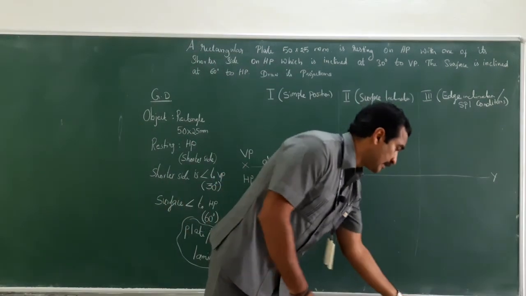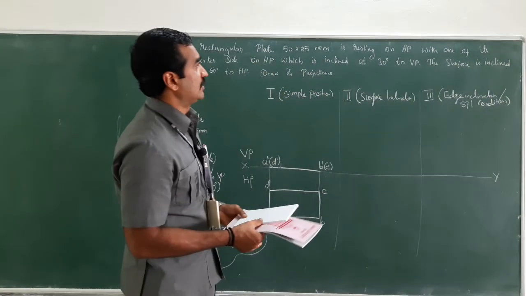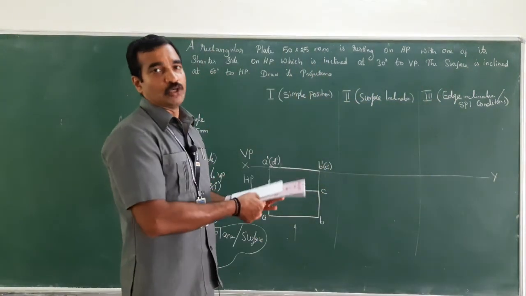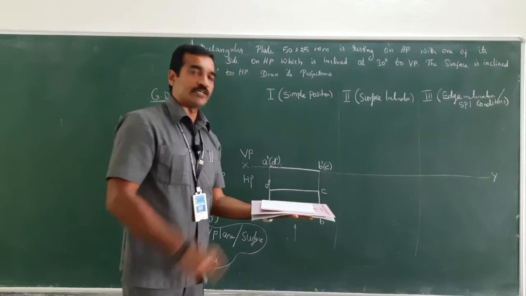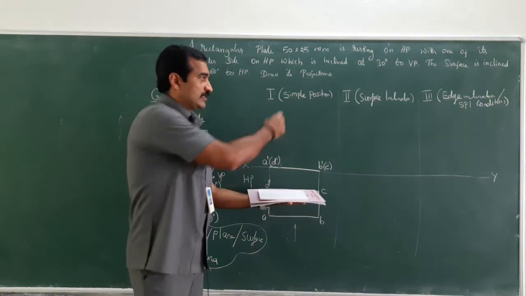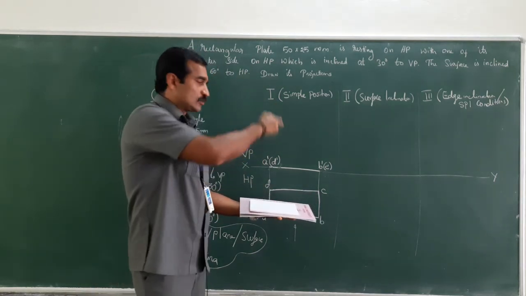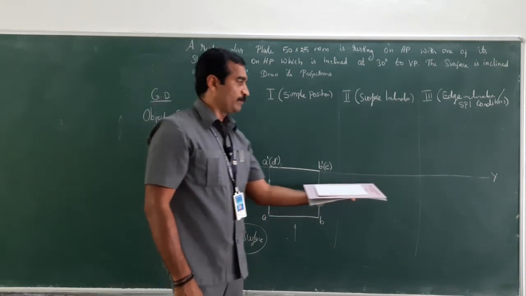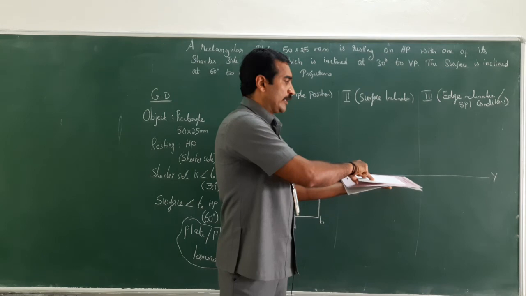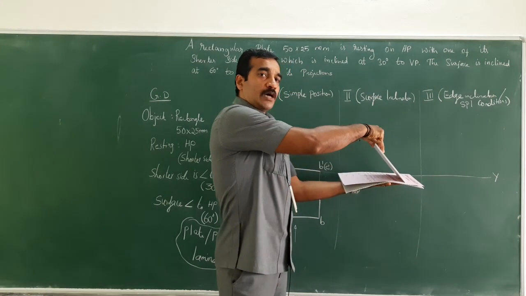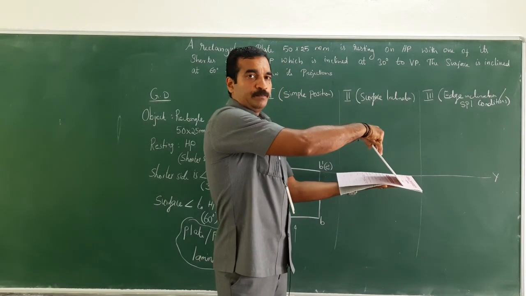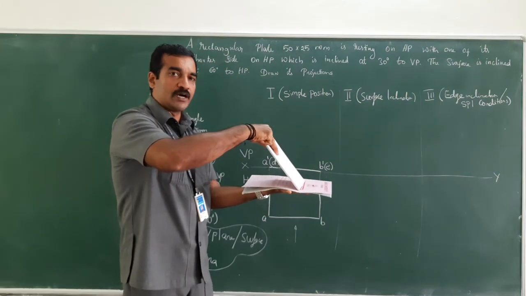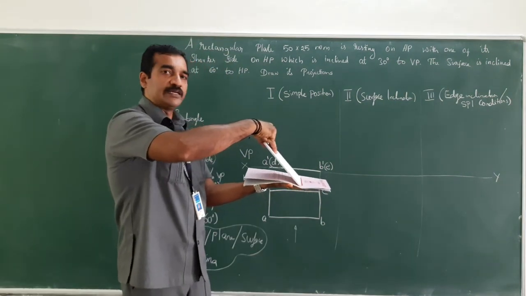What is next? The next stage is for the surface inclination. Here, the surface is inclined at 60 degree to HP. So, initially it is resting in this position. This is vertical plane. The board, assume this board as a vertical plane and this note as the horizontal plane. Now, I am going to tilt this object at 60 degree, keeping B and C, that is the shorter side, resting on the HP. So, I am tilting this position.